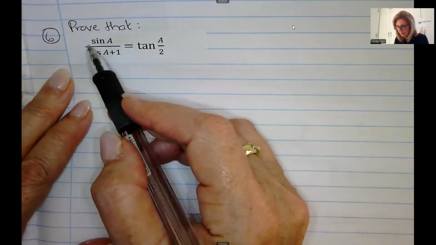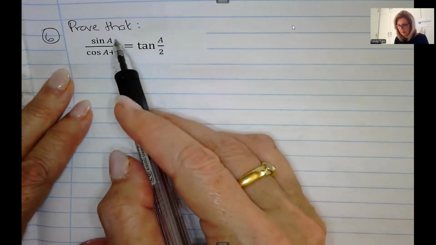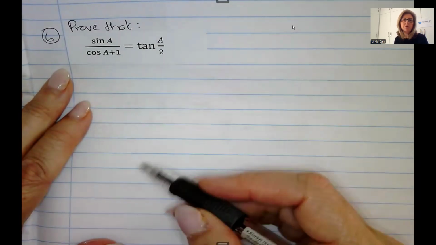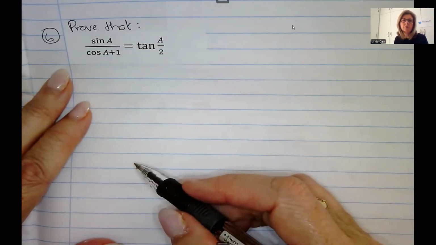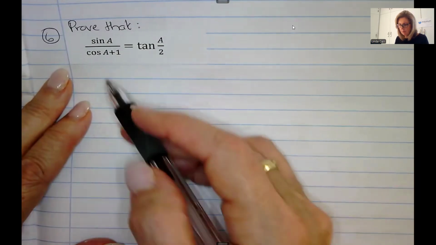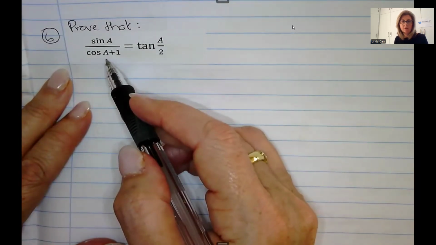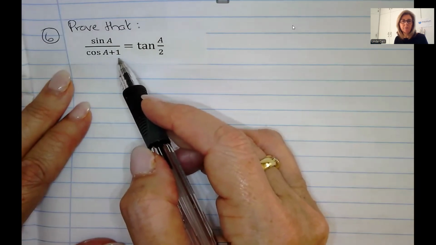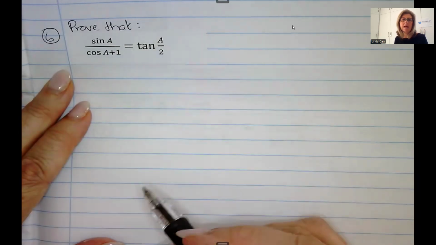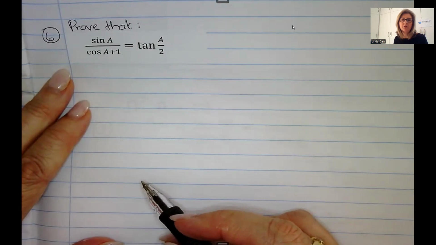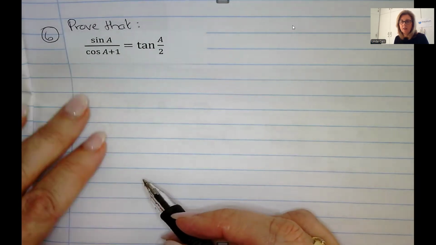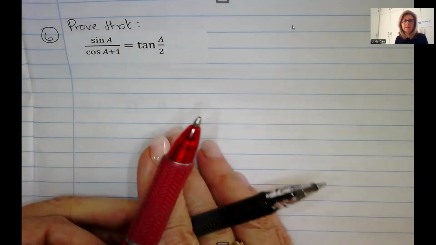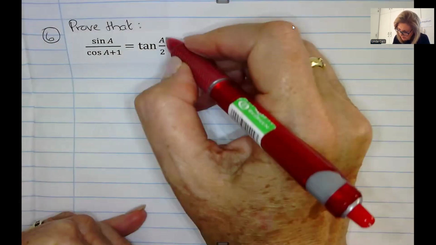Because if you look at your left-hand side, sine A, there's nothing you can do with sine A, and there's nothing you can do with cos A. And so you start to feel a bit helpless saying, what am I going to do to get rid of a sine A or cos A with a plus 1 and turn it into a tan A over 2? So what we're going to do is we've got to look at things a little bit backwards.